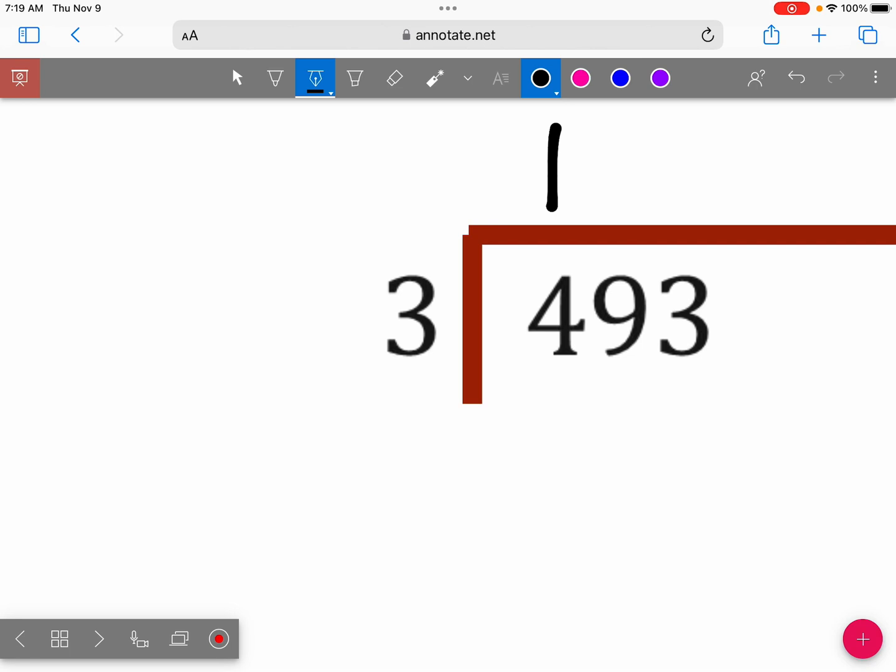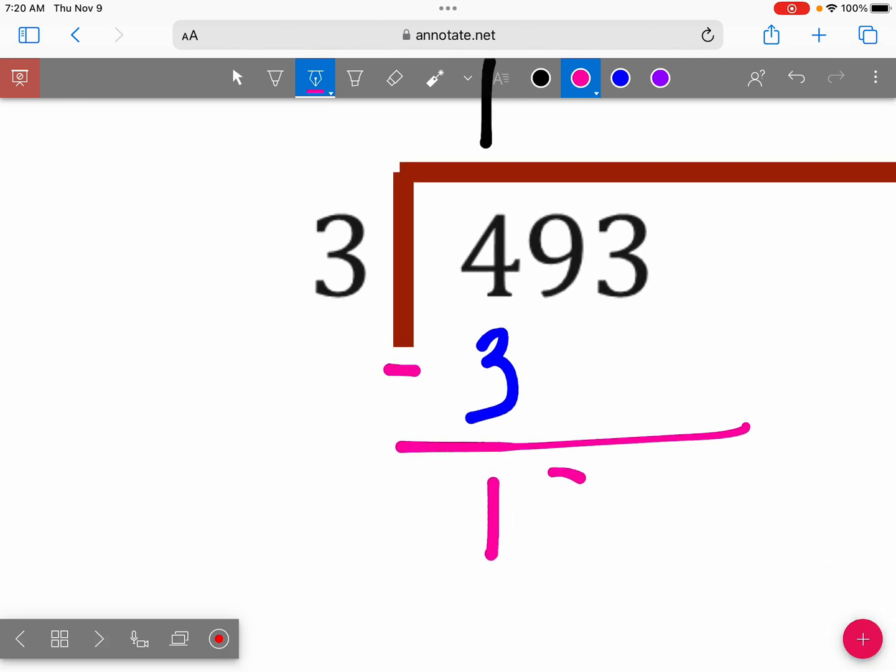Then we take that 1 times the 3 and put it underneath to get 3, and we subtract, right? So we have 4 minus 3, giving us 1. And we drop down the 9, and we drop down the 3. Then we start that same process over again.